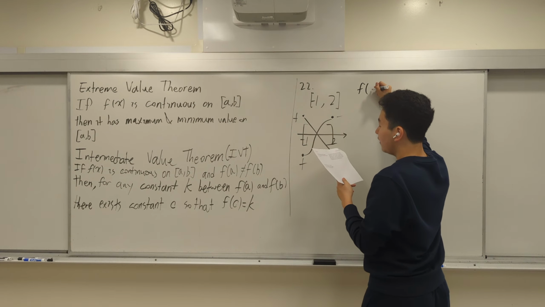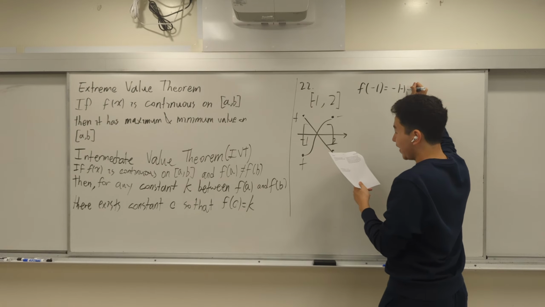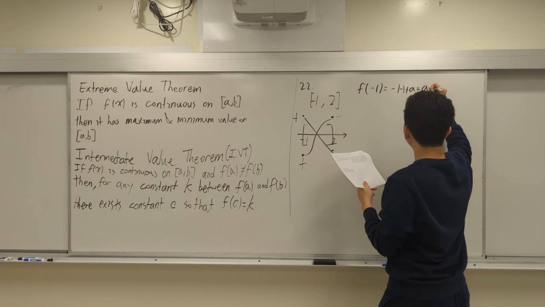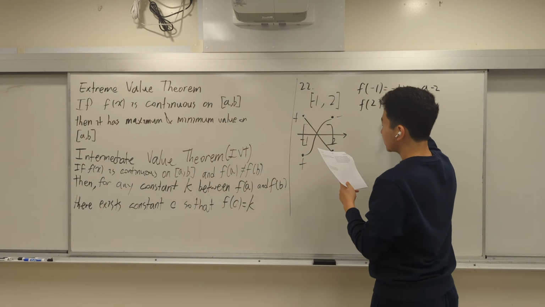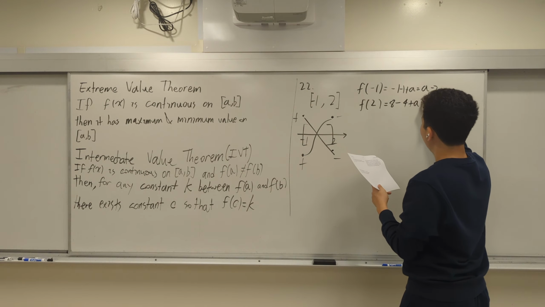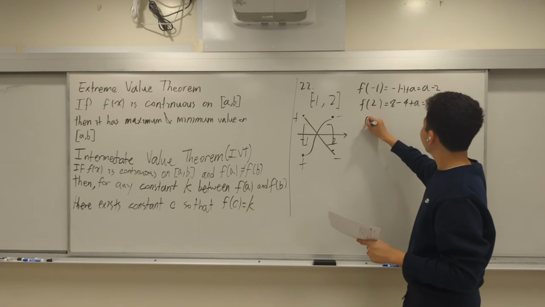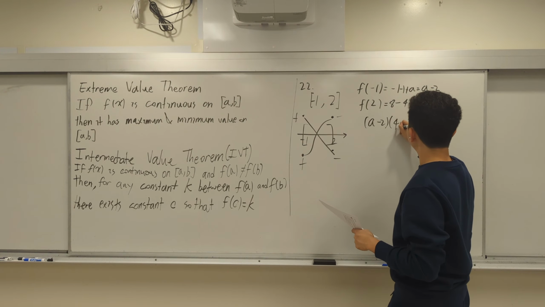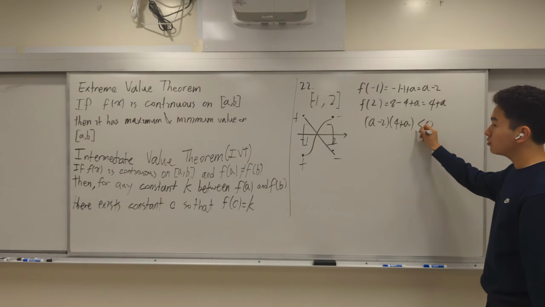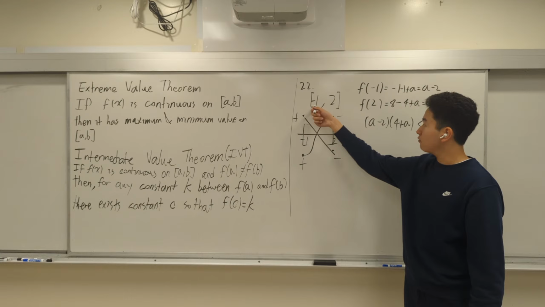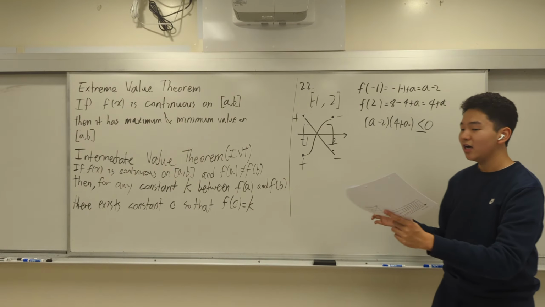F of -1 equals -1 minus 1 plus a, which equals a minus 2. F of 2 equals 8 minus 4 plus a, which equals 4 plus a. So if we multiply a minus 2 by 4 plus a, then it has to be less than 0, or it can be equal to 0 because we're looking at a closed interval, and if it's equal to 0, then that would be the root of the function, right?